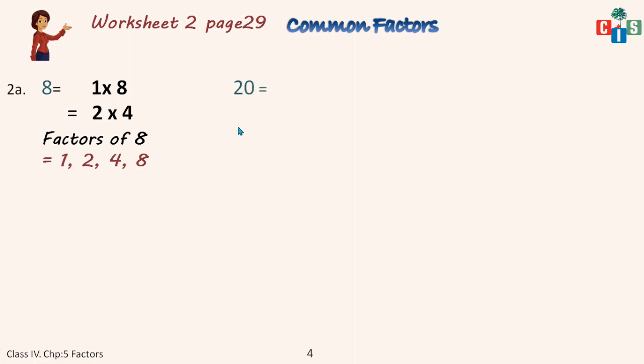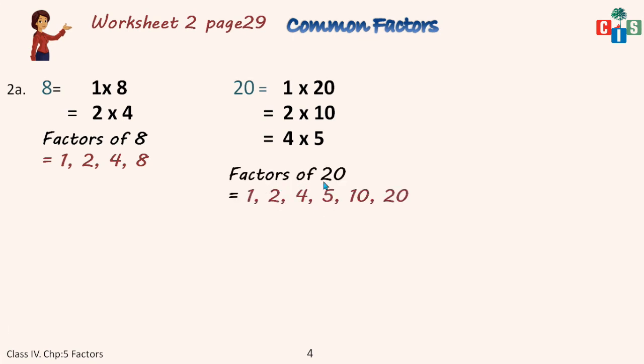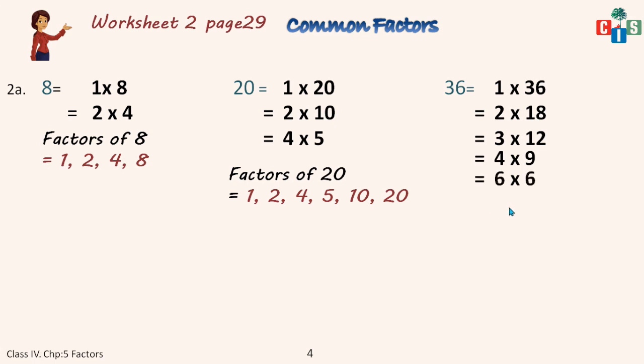Now the next number is 20. 20 के factors 1 20s are 20, 2 10s are, and 4 5s are, and that's the only answer, only possible factors. So we will have factor of 20 as these numbers. Okay, now the third number is 36. So 1 36s are 36, 2 18s are 36, 3 12s are 36, 4 9s are 36. Yes, now there is no other possibility. Is there any possibility? Yes, 6 6s are 36. Yes, clever students, huh? Now we will have factor of 36 will be these numbers.